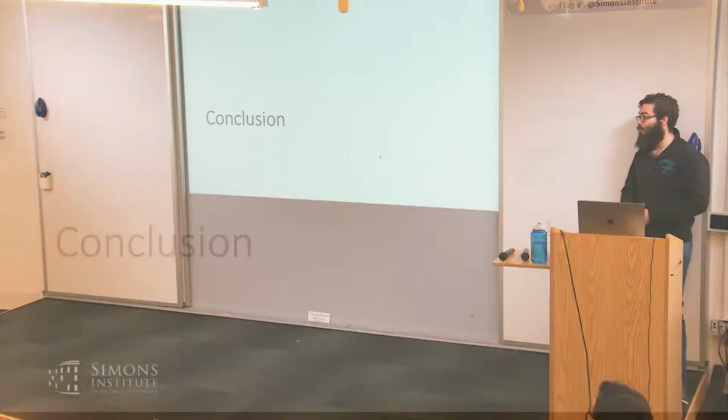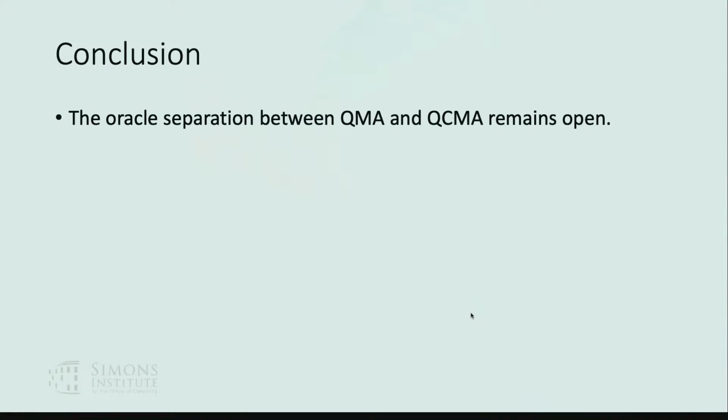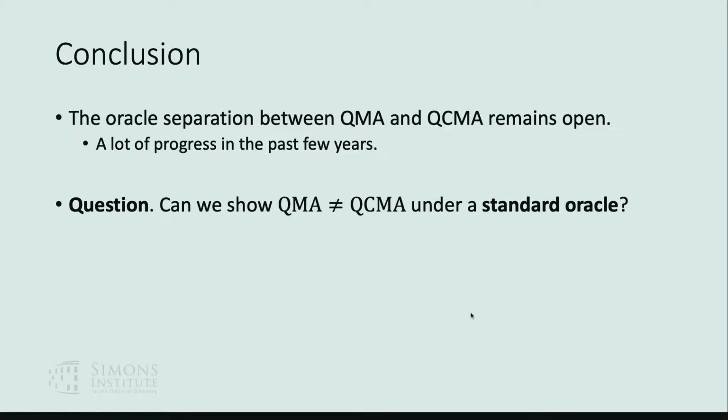So this concludes the talk, right on time. So yeah, the oracle separation does remain open. I think we have a number of avenues that could be useful. And yeah, a lot of progress in the past few years, so probably a good time to think about this problem as well. And then obviously the big question here is, can we get a standard oracle separation, right? Can we get the classical one?